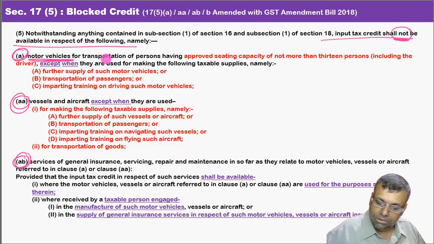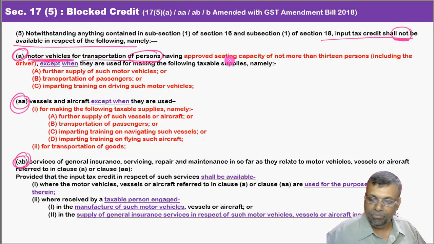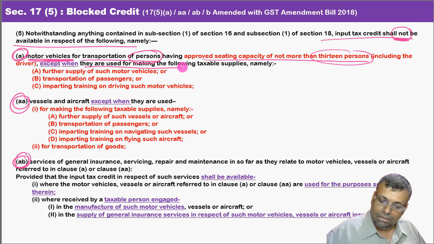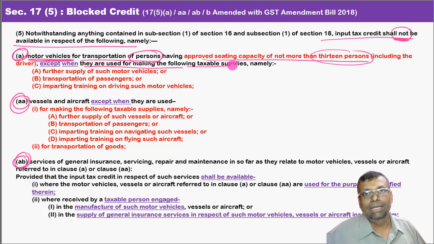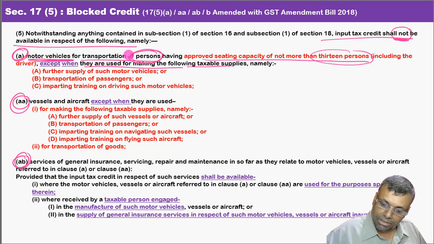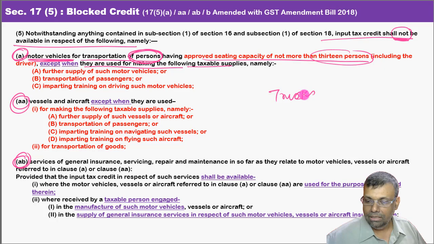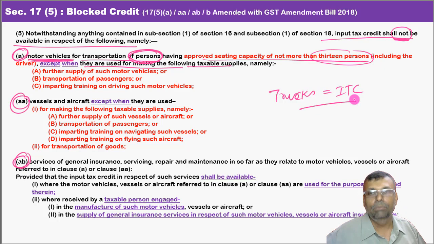Now the motor vehicles, motor vehicles for the transportation of persons, having approved seating capacity of not more than 13 persons including driver, used for the following taxable supplies as an exception, that we will study. First of all, motor vehicles are not eligible for input tax credit. First of all, it is for the transportation of persons only. So if there are vehicles for the transportation of goods, that means trucks and tempos, which are for the transportation of goods and not for the transportation of passengers, on that you are definitely going to get an input tax credit.